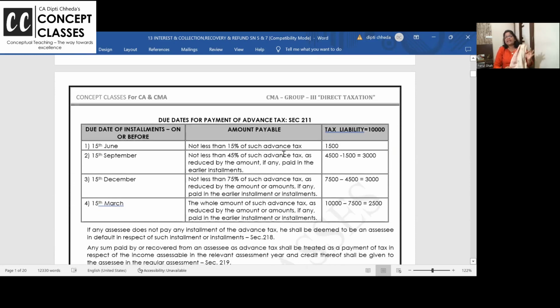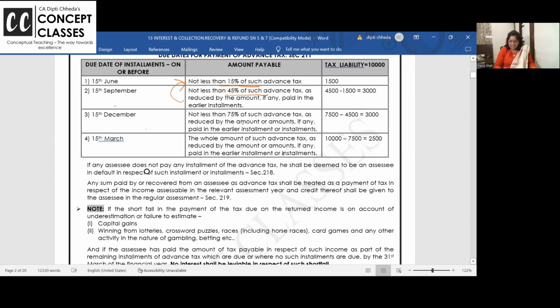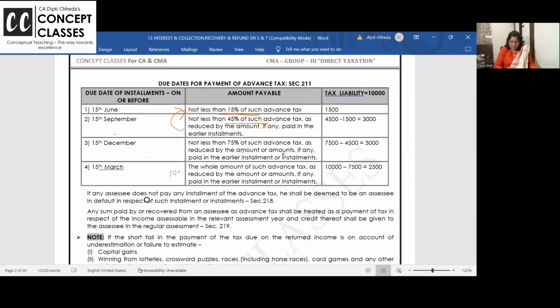Now, advance tax is paid in 4 installments. First installment by 15th of June, not less than 15% of the advance tax. By 15th of September, 45% of advance tax minus the tax you have paid earlier. 15th of December, 75% of the advance tax minus what you have paid earlier. 15th of March, the whole of the amount of advance tax as reduced by what was paid earlier, meaning 100%.